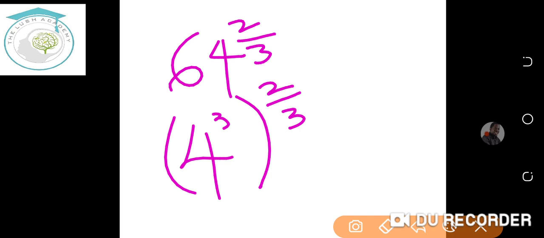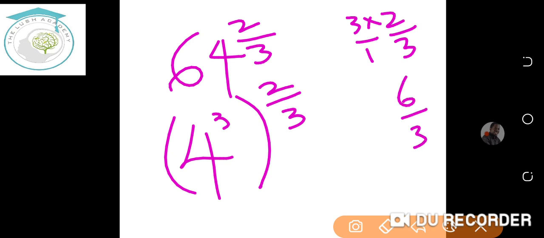Go to another space. 3 times 2 over 3. Solve out the powers. Becomes what? 6 over 3. Do you see that? So we have 4 to the power of 6 over 3. But now ask yourself categorically, is this simple enough? Now I love to still simplify it.